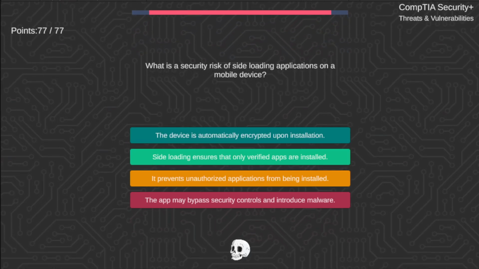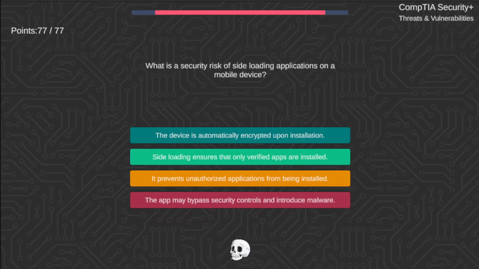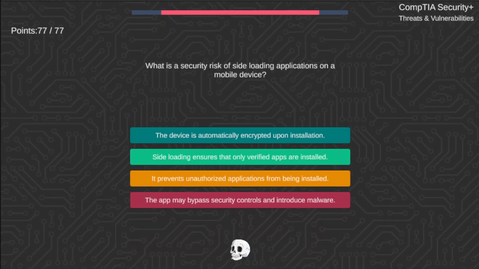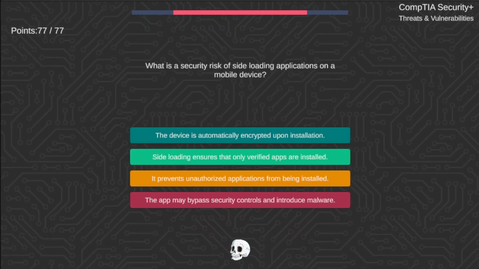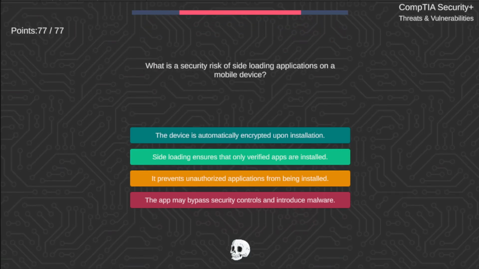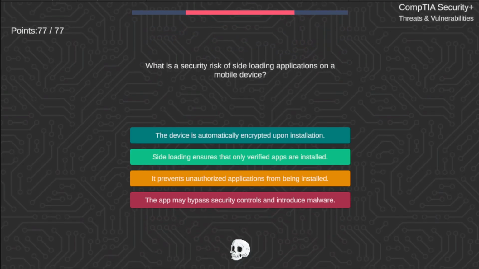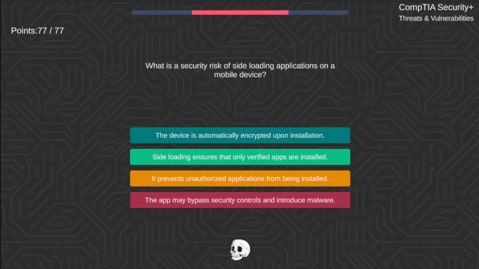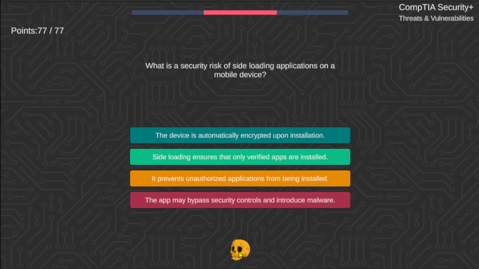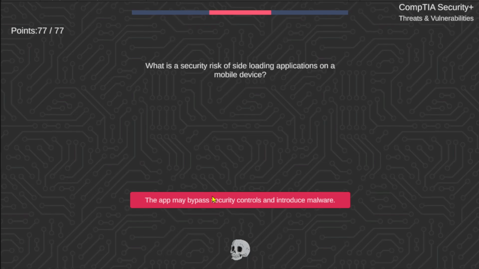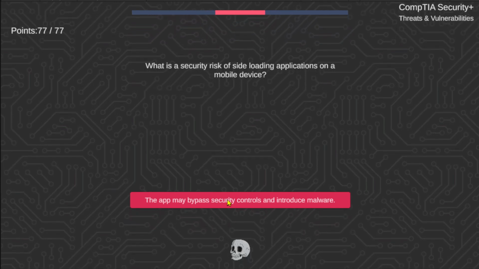What is a security risk of sideloading applications on a mobile device? The device is automatically encrypted upon installation. Sideloading ensures that only verified apps are installed. It prevents unauthorized applications from being installed, or the app may bypass security controls and introduce malware. What is a security risk of sideloading applications on a mobile device? Correct answer is the app may bypass security controls and introduce malware.